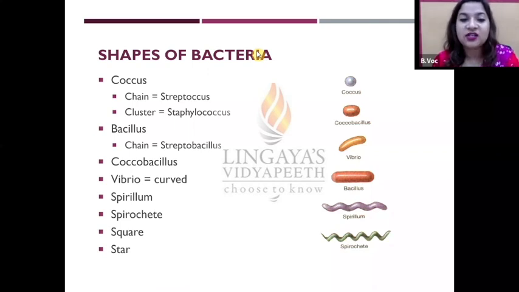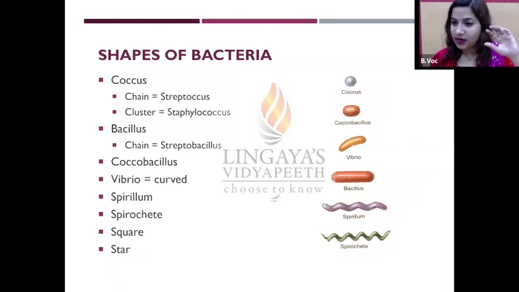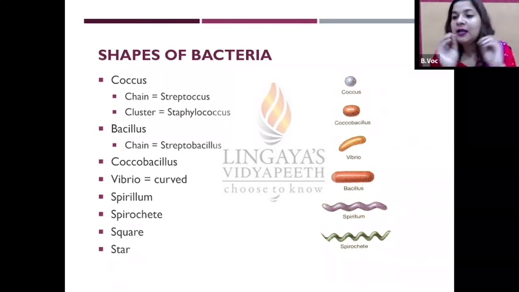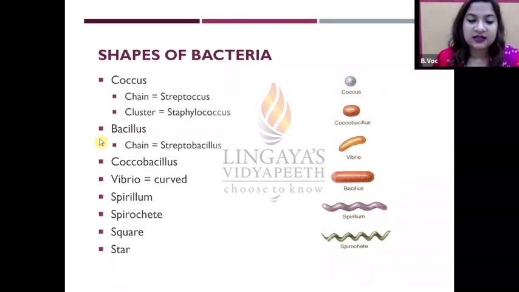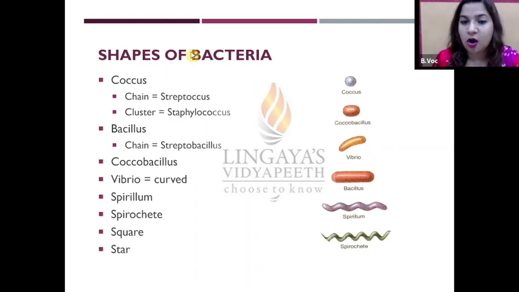Bacteria can appear in different shapes. All right. So the different shapes of bacteria are this. The cocci ones, which are round shaped bacteria, the bacilli ones, which are rod shaped bacteria, then the cocobacilli, which are round shaped but a little elongated at the ends. Then there is curved shaped or the comma shaped, which is Vibrio cholera.